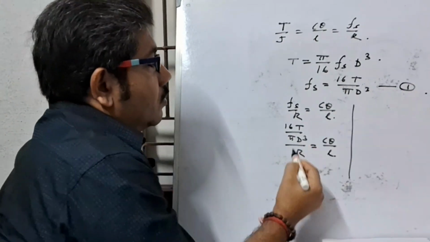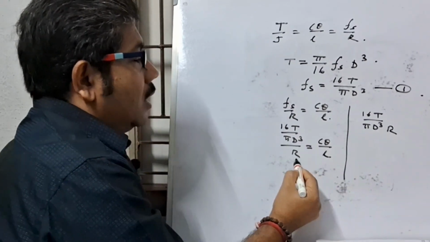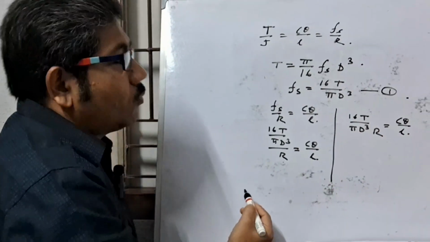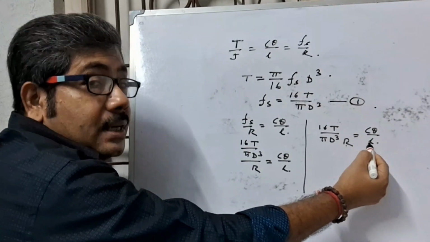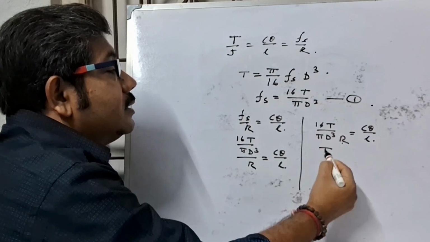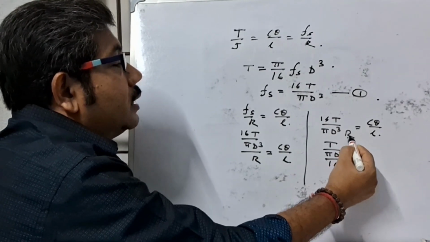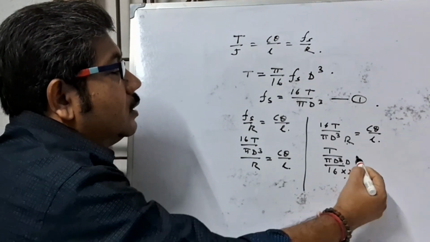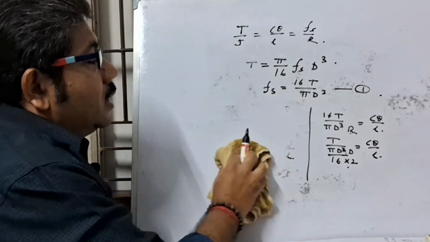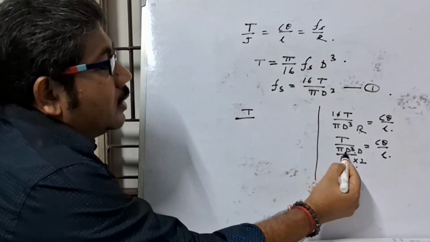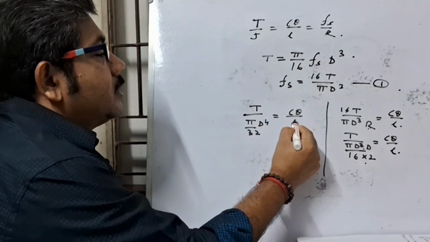Now here, 16T by pi d cubed R is equal to C theta by L. Now if we convert capital R into capital D, that means radius into diameter, R means d by 2 here, and that is equal to C theta by L. So here T by pi by 32 d cubed and d, that means d to the power 4, is equal to C theta by L.